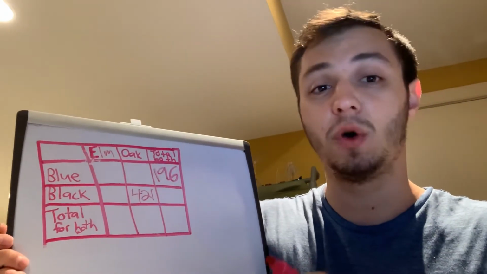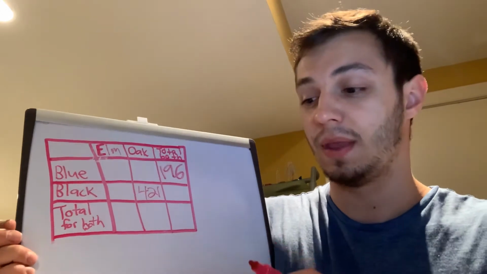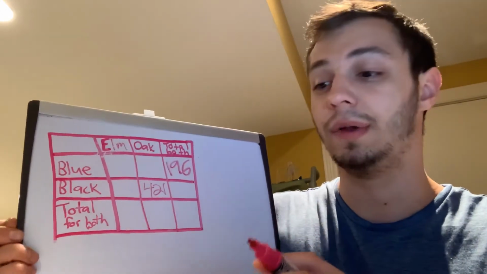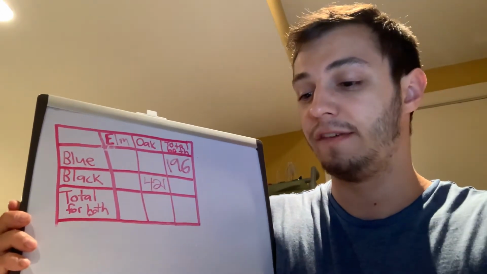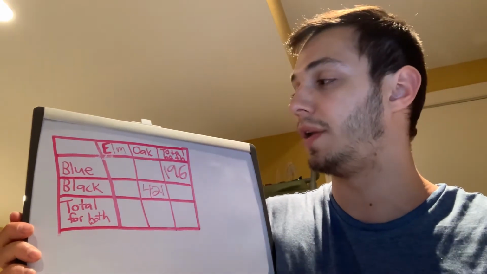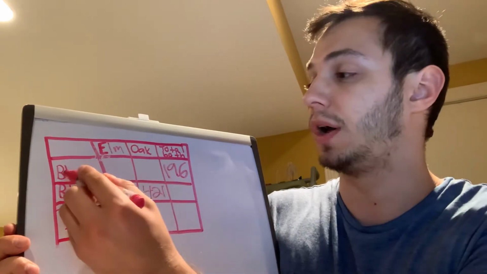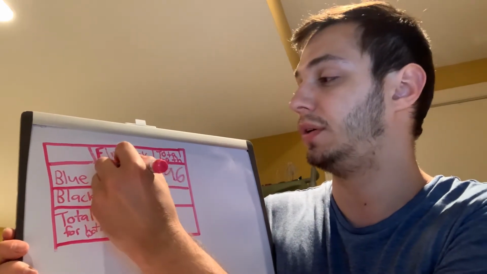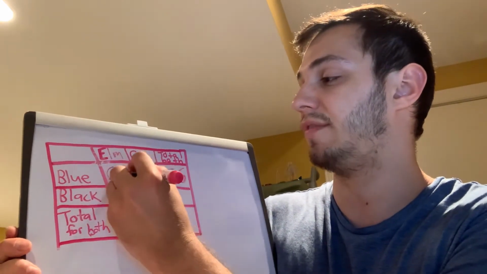Fact 3, I'm going to skip for now, and we'll get back to it in just a moment. And then we'll look at fact 4. Fact 4 tells us that there were 67 bluebirds on Elm Street. We're going to look at bluebirds and Elm Street and write 67.